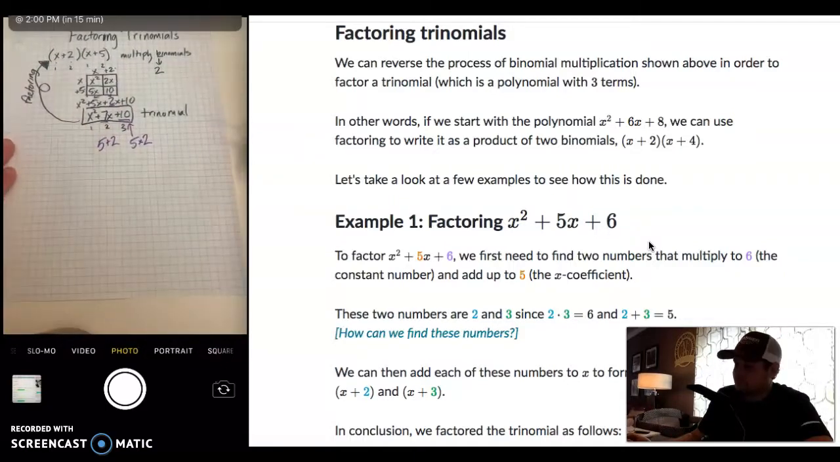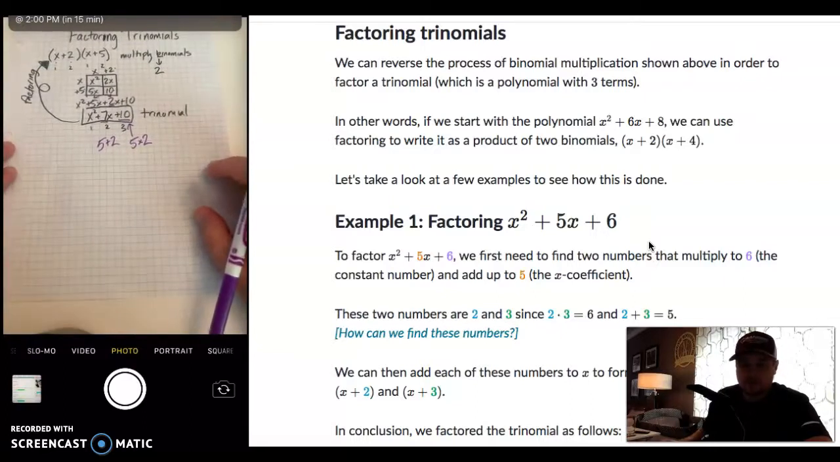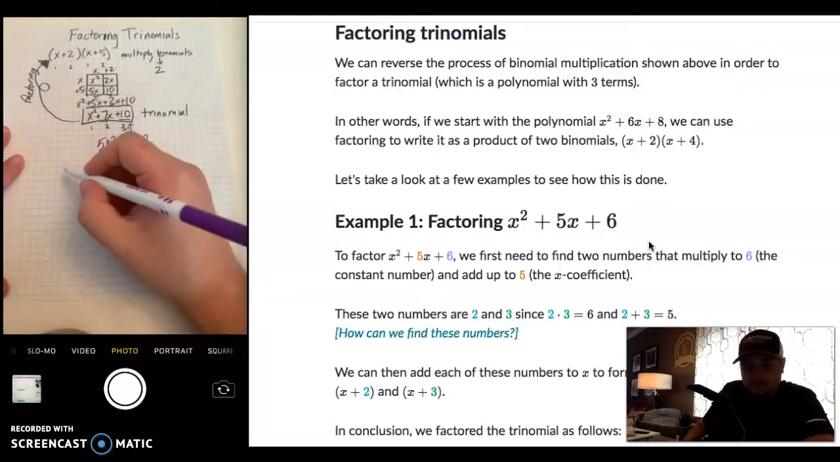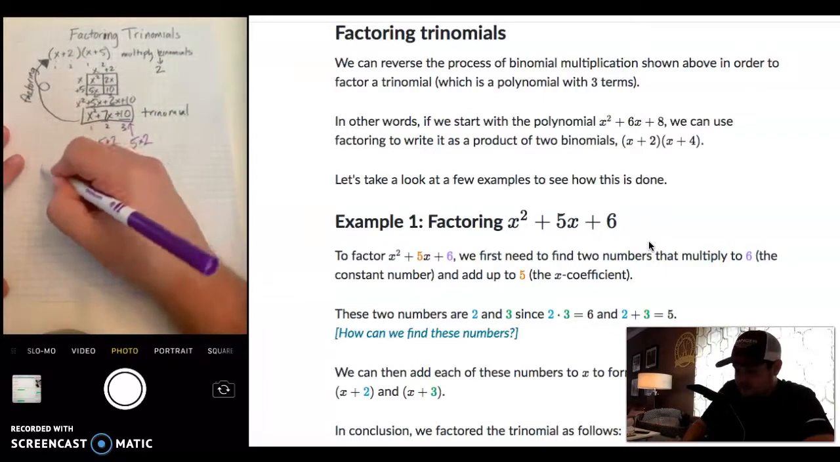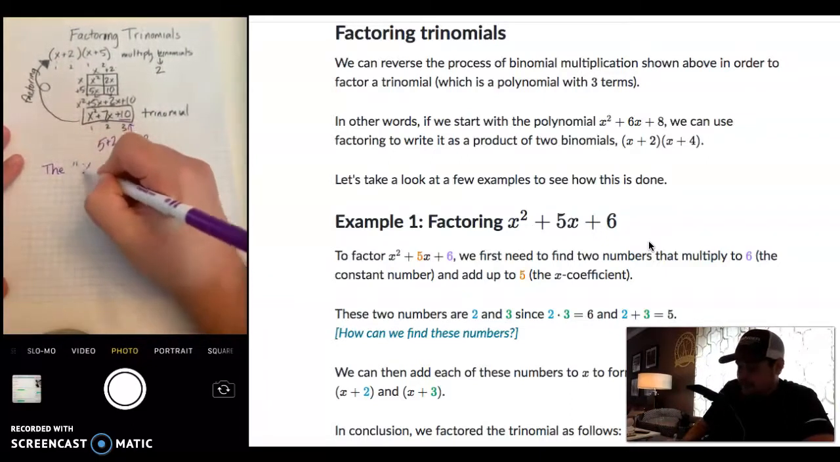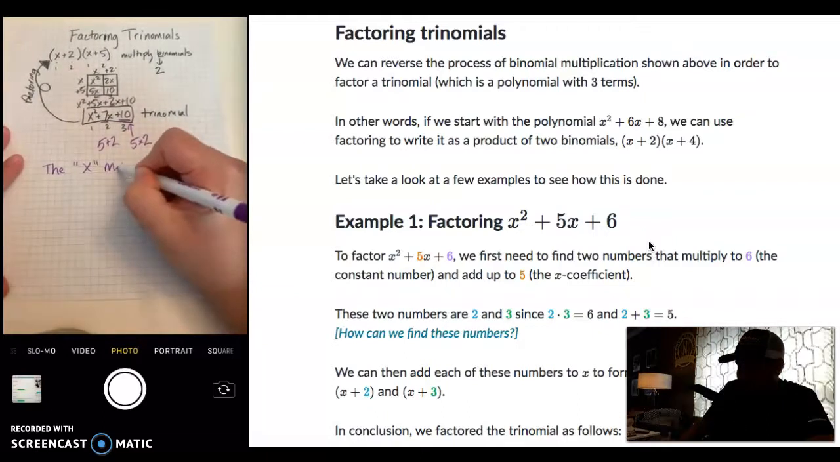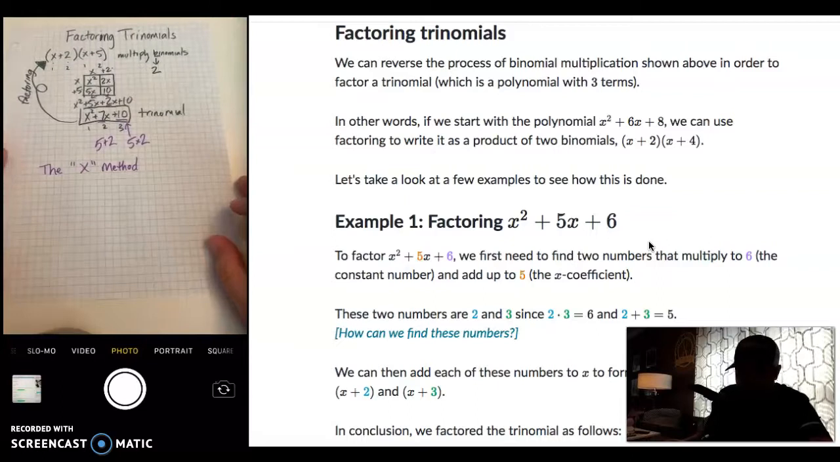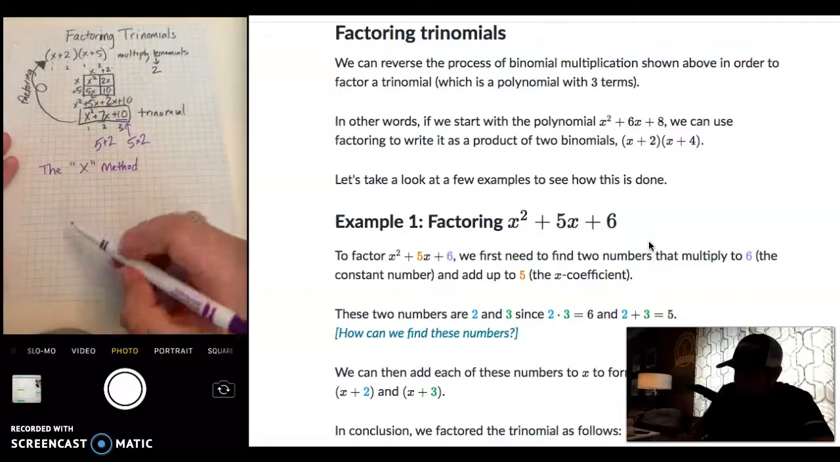All right? So let's talk about the method that we're going to use for factoring these problems, okay? The method that we're going to use is called the X method. Similar to the box, right? When we did the box method, we draw a box. On the X method, we are going to draw an X, okay?